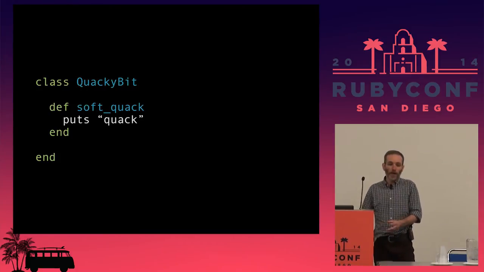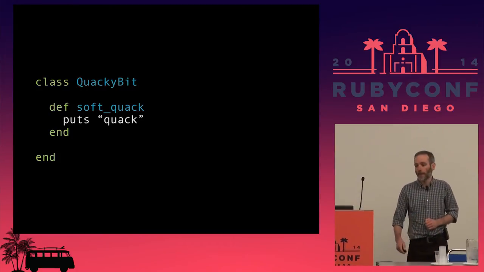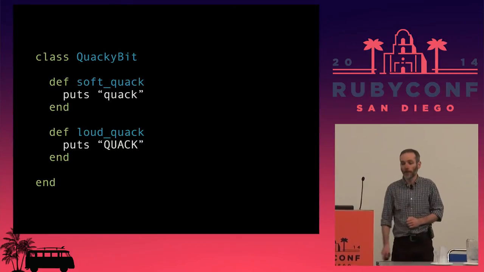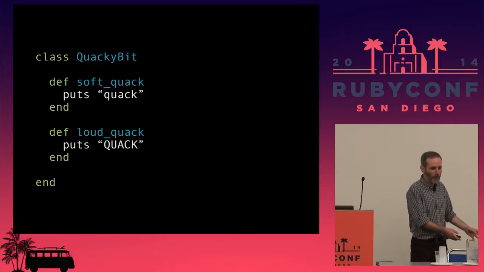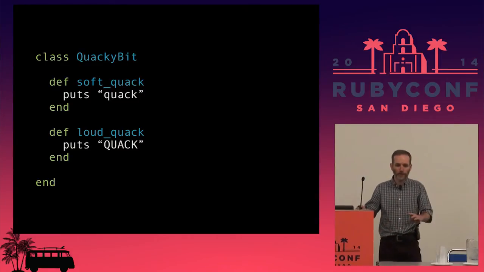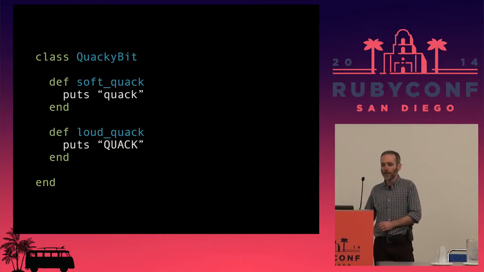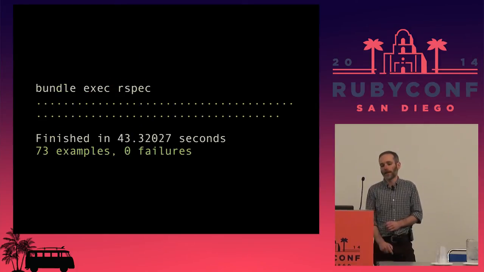You're either going to have soft quack, so I just renamed the method to that, and then I added a new method for loud quack. And that worked. And I was about to go and collect my big pile of contractor cash and go home, and I thought, I better see what else is affected by this change. So I ran the test suite, and it looked like this.